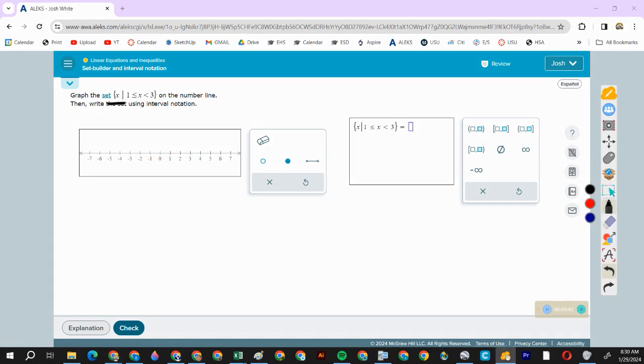So I need to represent this situation on the number line. So 1 gets a closed circle because there's an equal to, and 3 gets an open circle, and X is everything in between. Do you guys remember this? Okay. Now we want to represent this in interval notation.